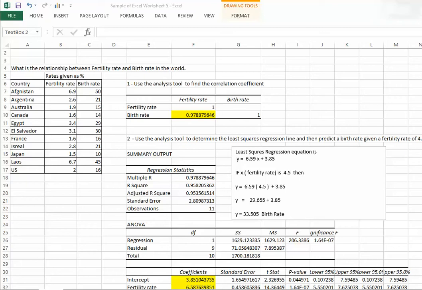Hi everyone. This sample is similar to the Excel worksheet week 5 that we have. Different problem, but the concept is the same in both cases.